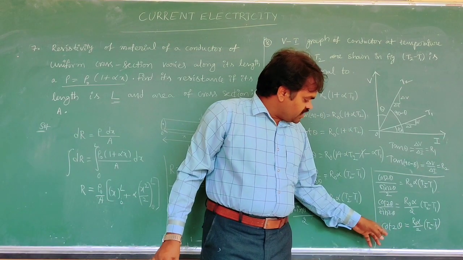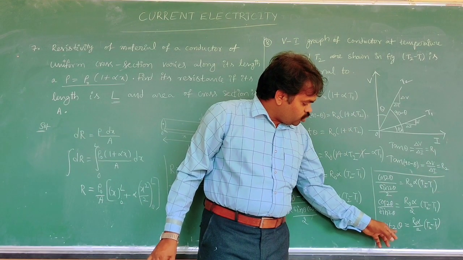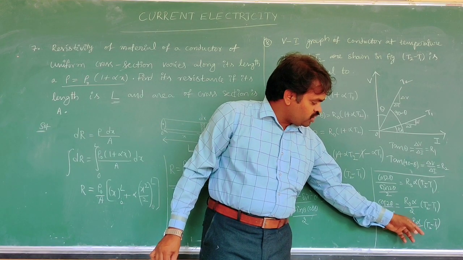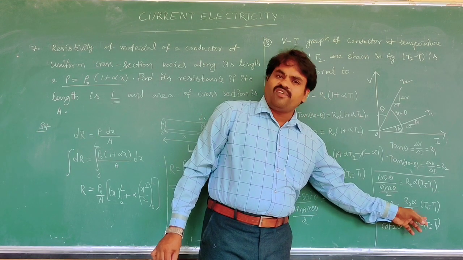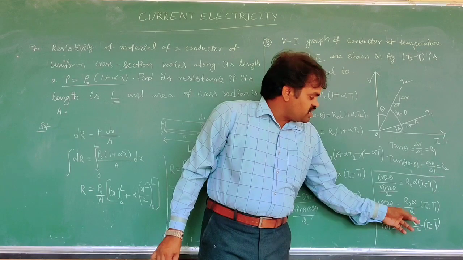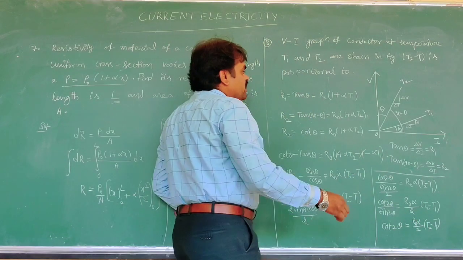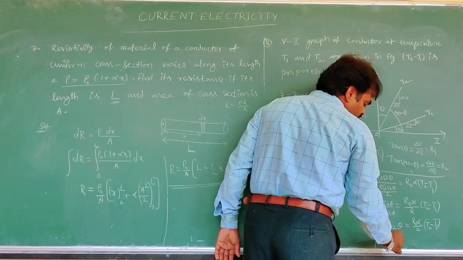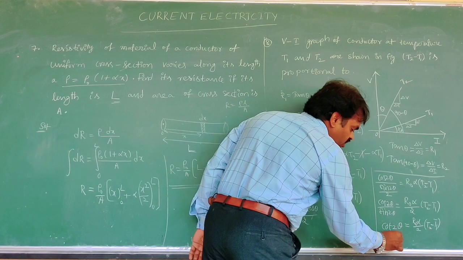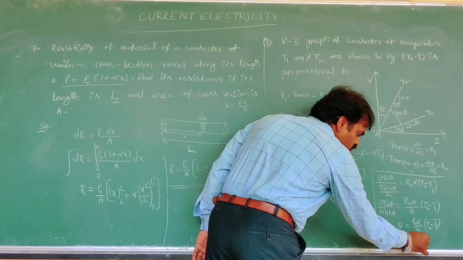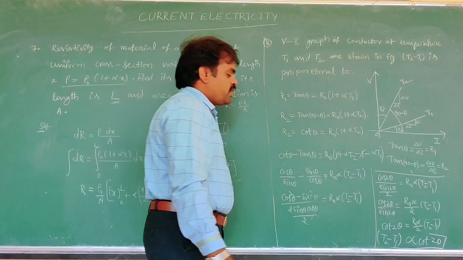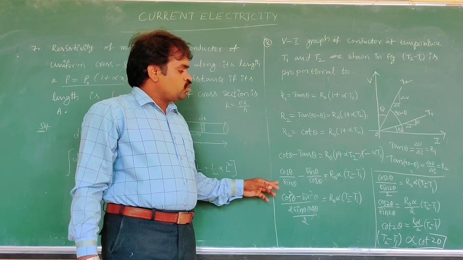Now we see that cot 2 theta is equal to R naught alpha by 2 into T2 minus T1. R naught is a constant, alpha is a constant too. This is why this remains constant. Then T2 minus T1 is proportional to cot 2 theta.